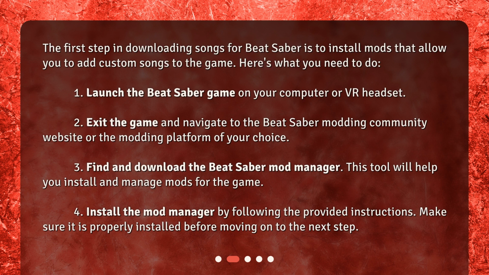1. Launch the Beat Saber game on your computer or VR headset. 2. Exit the game and navigate to the Beat Saber modding community website or the modding platform of your choice. 3. Find and download the Beat Saber Mod Manager. This tool will help you install and manage mods for the game. 4. Install the Mod Manager by following the provided instructions. Make sure it is properly installed before moving on to the next step.